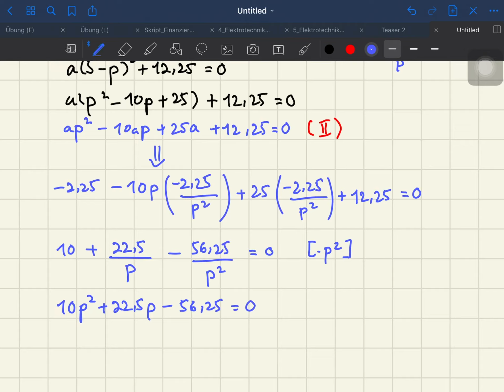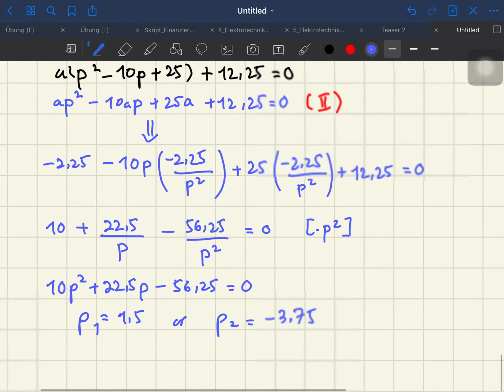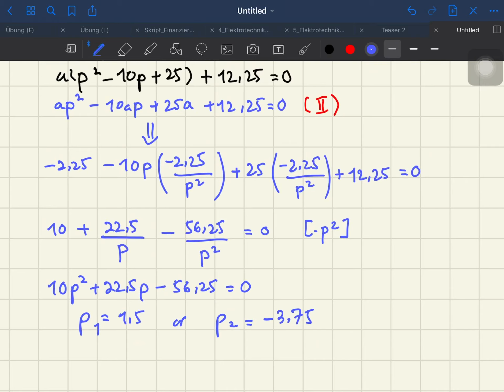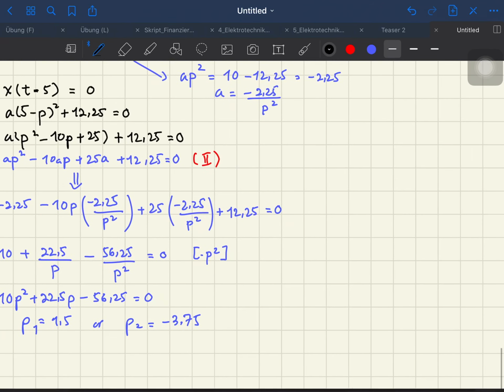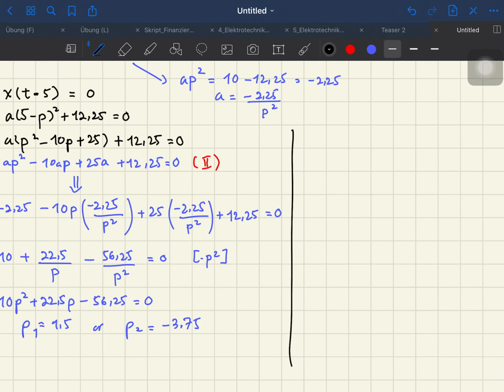And you can actually solve using any kind of formula. You will use the quadratic formula, and hence you will get p1 equals 1.5 or p2 equals negative 3.75. No worries, we just go for it. We have no idea whether or not we can accept only one value. So this is for solving p, and for solving a, we have to use the substitution here.